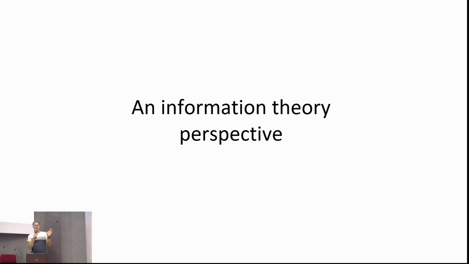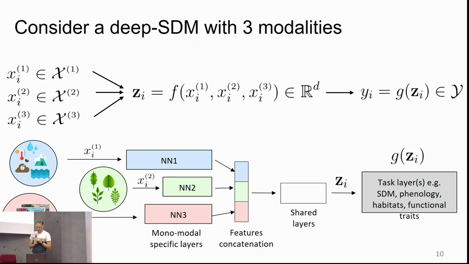So yeah, we talked a lot about variables, concurvity. Since we are not in the linear world but in the non-linear world, I think information theory is sometimes better to explain what happens. So let's consider a DeepSDM with 3 modalities.